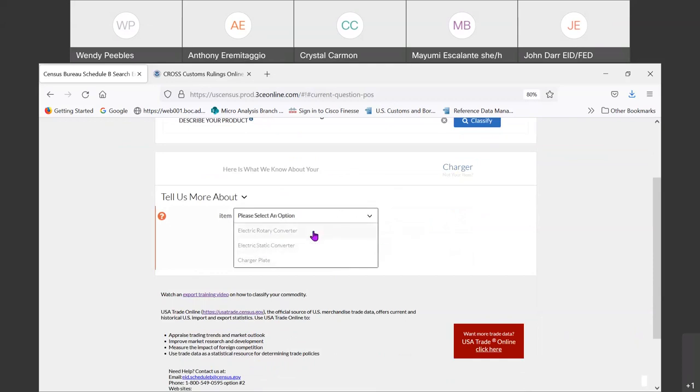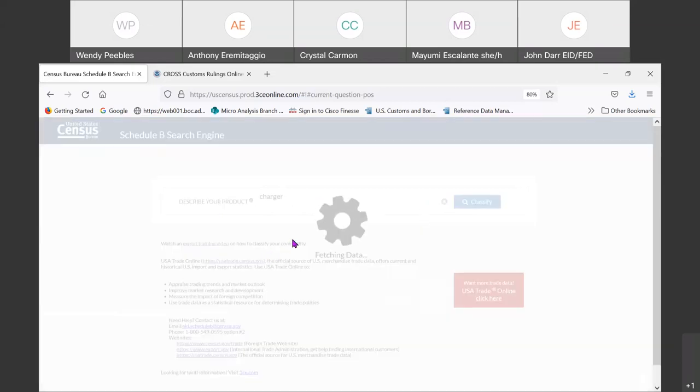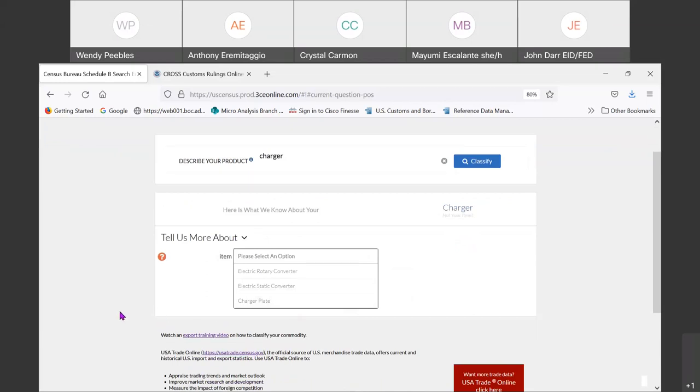Is it an electric rotary converter, electric static converter, or a charger plate? No, it's one of the chargers that you use to charge your car, like a Tesla or a Volkswagen. Okay. So we don't think it's any of these things. No, ma'am. Okay. So we'll have to go back and let's just start with charger and see what happens. I was going to ask us the same thing probably. It is asking us that, but it charges it.